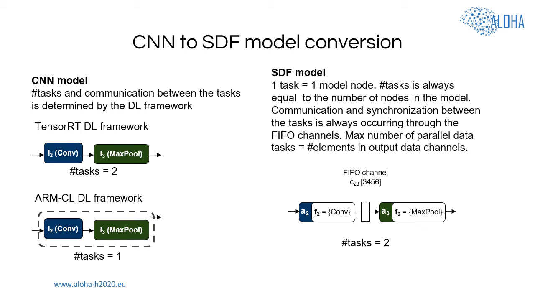This means that the CNN model does not explicitly specify the task-level parallelism available in a CNN, while explicit specification of task-level parallelism is required for efficient distribution of CNN workload on embedded MPSoC processors. Therefore, we convert the CNN model into a functionally equivalent synchronous data flow (SDF) model. Unlike the CNN model, the SDF model explicitly specifies both task and data level parallelism available within the CNN. Moreover, it explicitly specifies communication and synchronization between the parallel tasks. We use the generated SDF model for the efficient mapping of CNN on embedded MPSoC processors.